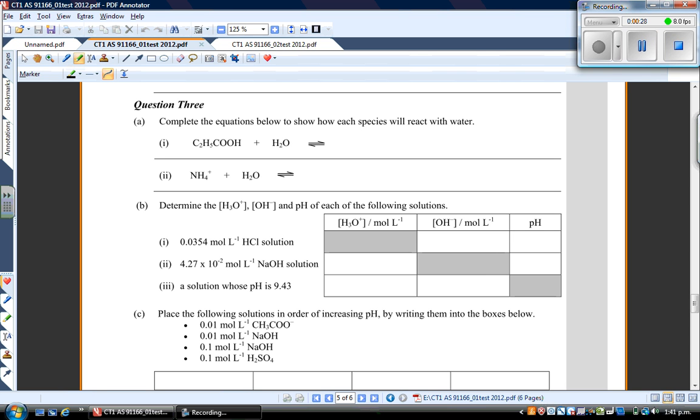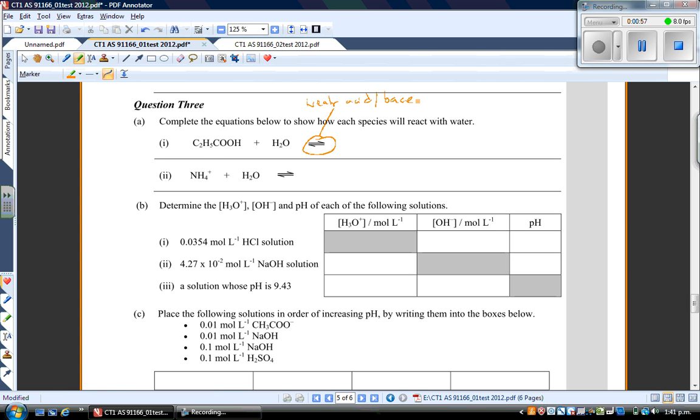So it's just one entire question, Question 3 we're looking at. I'm going to use a different colored pen just to write in the answers. So the first question here is focusing on the fact that some species are weakly acidic and sometimes you have weak bases as well. The key thing here is anytime you see reversible arrows, that immediately indicates that this species is a weak acid or base.